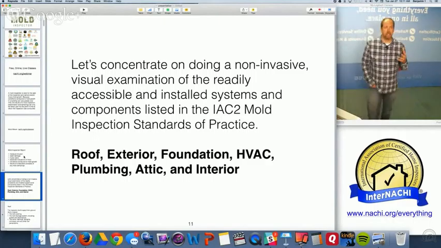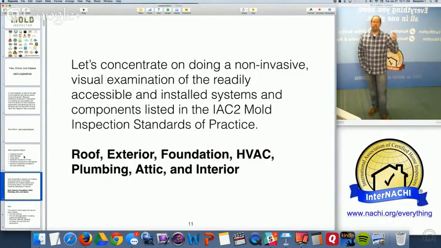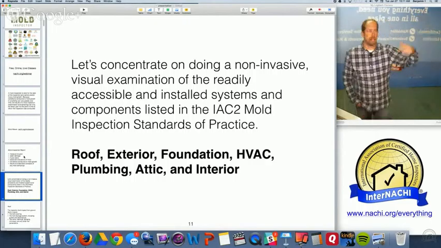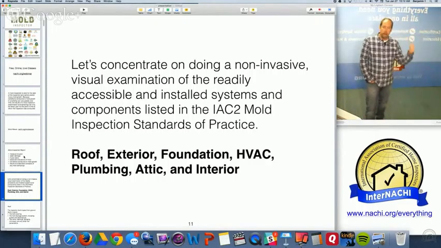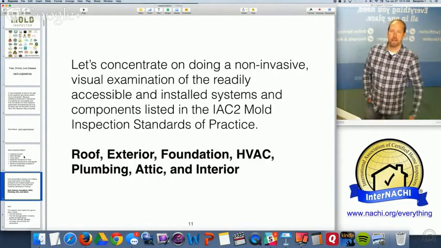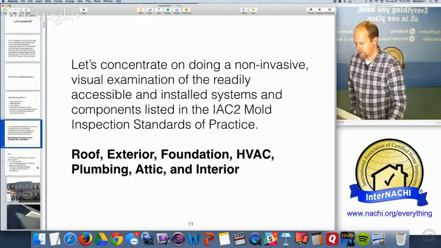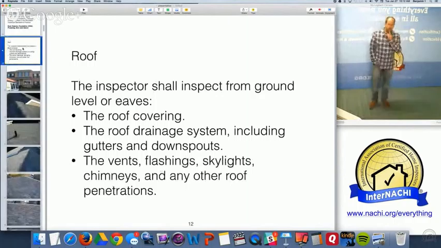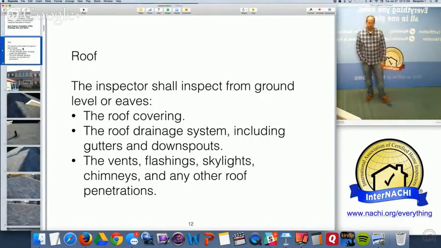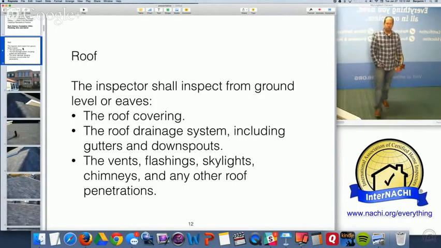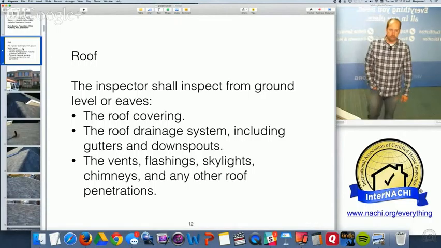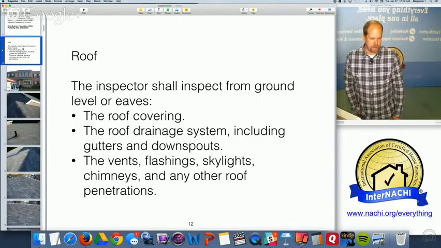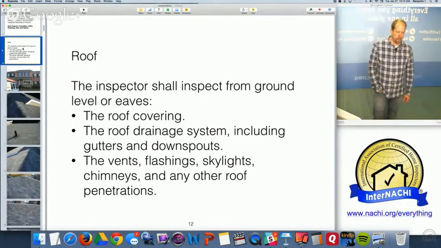I often find indications of moisture intrusion at the electrical box, the panel inside the home. Moisture follows the overhead conductors coming down, maybe into the meter itself, into the line, into the home. So always take a look at that as well, but you don't have to open up any dead front covers. So the inspector shall inspect from ground level or eaves the roof covering, roof drainage system, including gutters and downspouts, the vents, flashing, skylights, chimneys, and other roof penetrations.